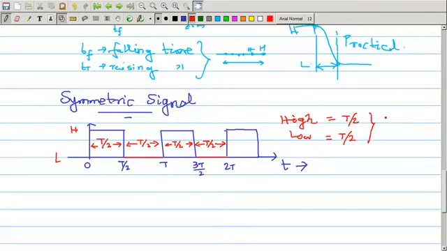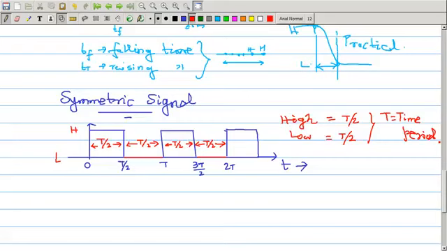And what is this capital T? Capital T is the time period of the entire signal. I hope that you have got it. So this type of signals are called the symmetric signals, where the time for which the high value exists and the time for which the low value exists are equal. So that is called the symmetric signal.